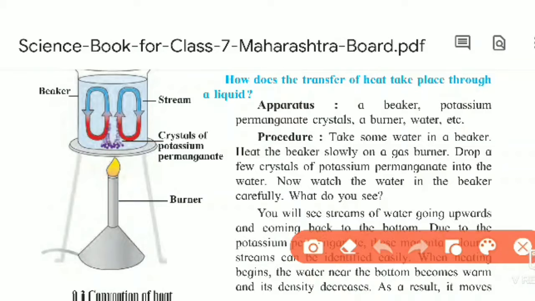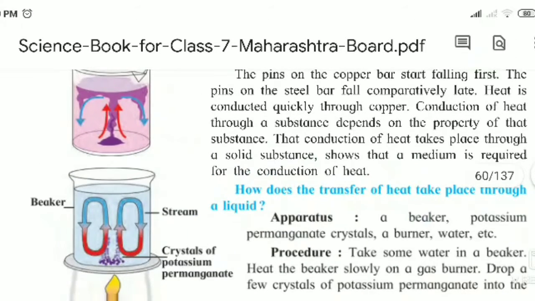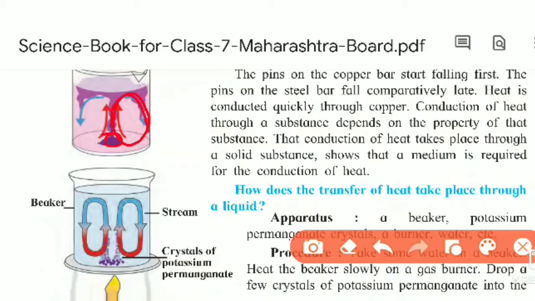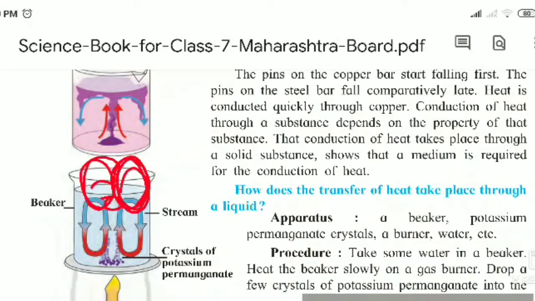Take some water in the beaker and heat the beaker slowly on a gas burner. Drop a few crystals of potassium permanganate into the water, and now watch the water in the beaker carefully. What do you see? When we put these potassium permanganate crystals in the beaker, we see the color rotating in that direction. It rotates in that direction on both sides.